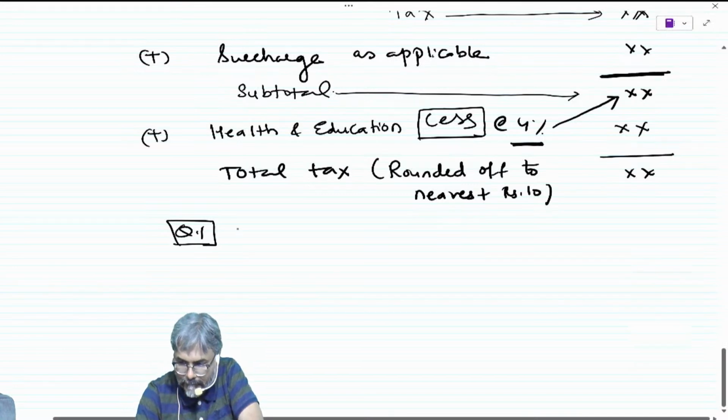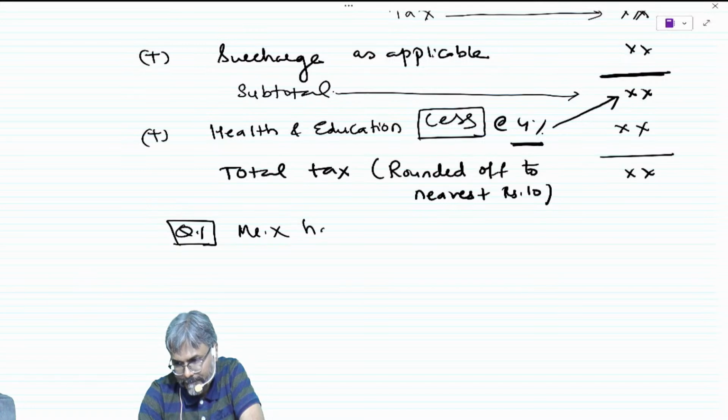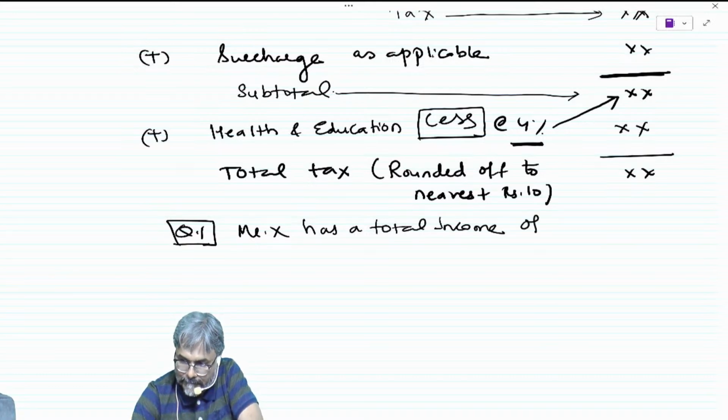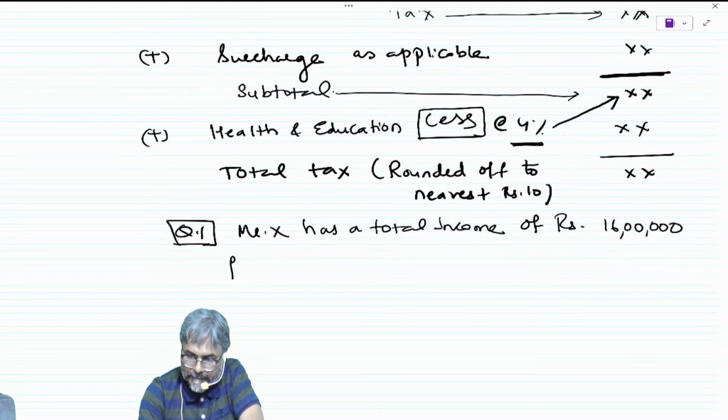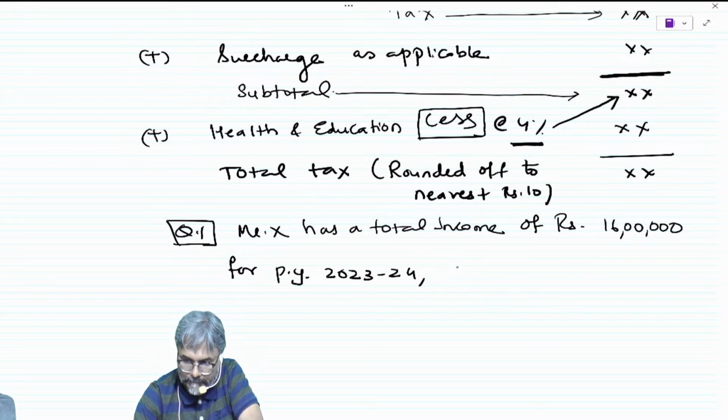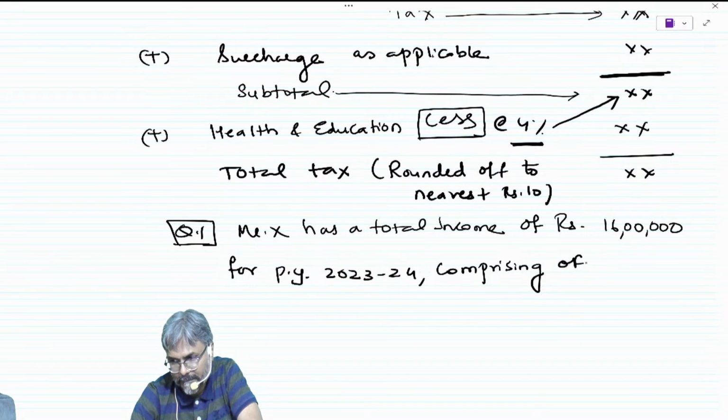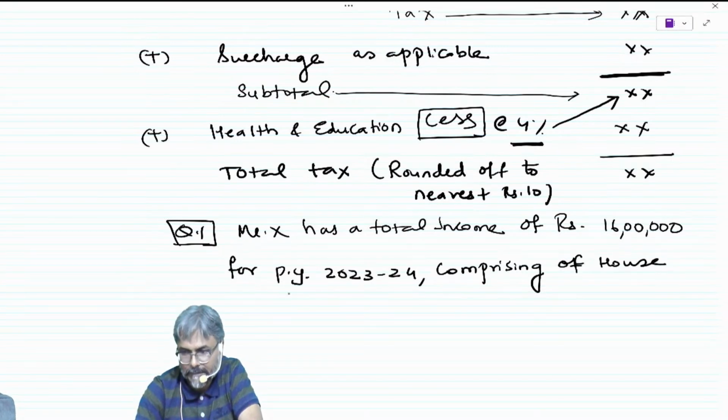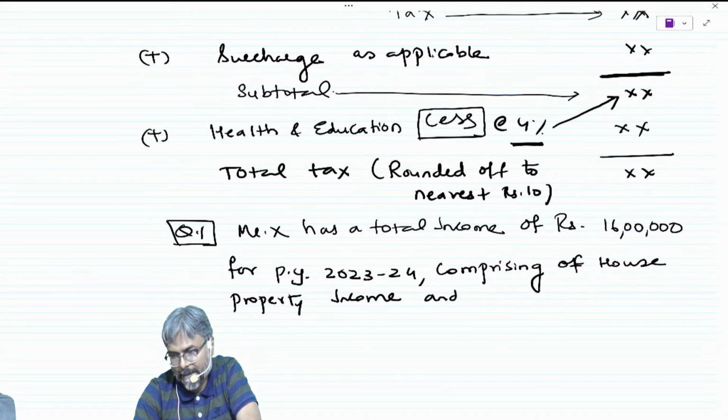Question number one. Mr. X has a total income of rupees 16 lakhs for previous year 23-24, comprising of house property income and other source income.